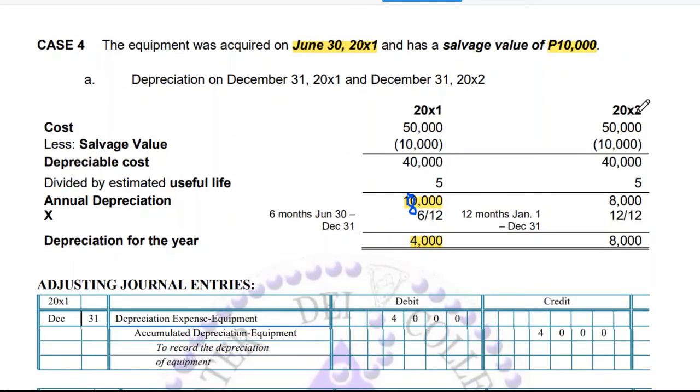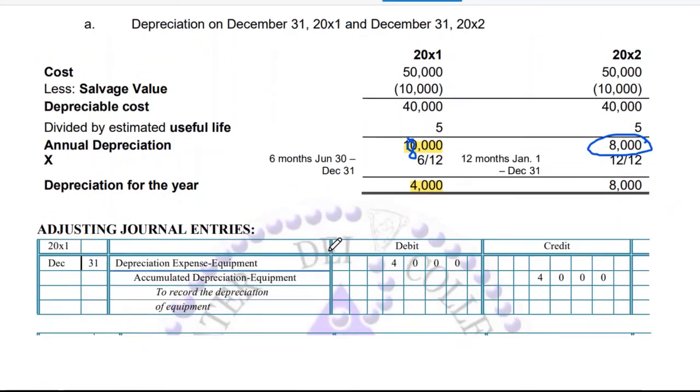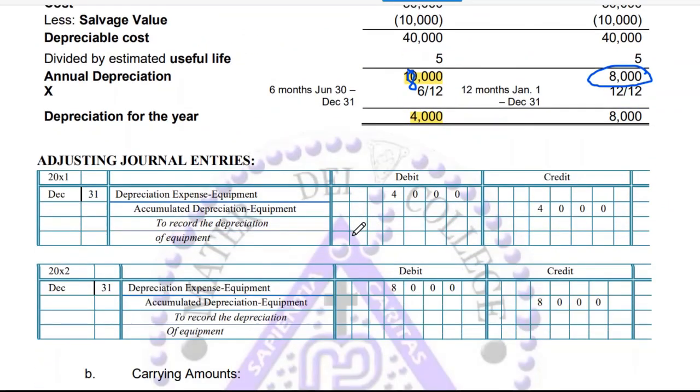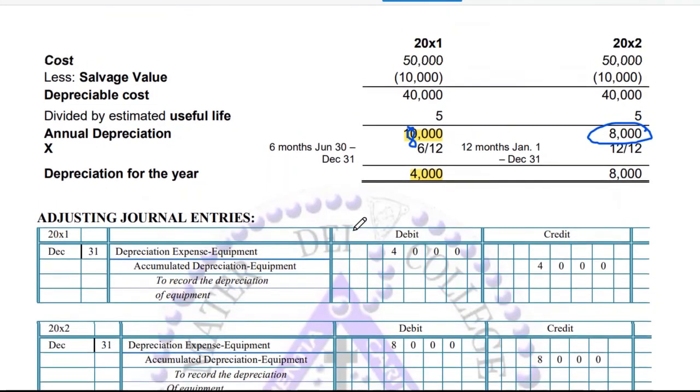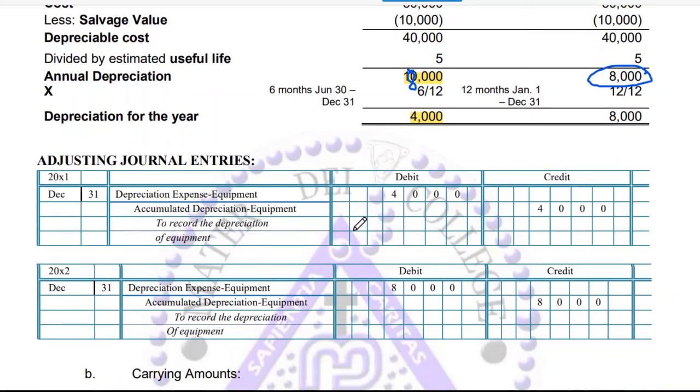For year 2, 20x2, so obviously nagamit naman jud siya for the whole year. So 8,000 gyud nga largo ang ato ang depreciation. So same with case C. So dili sila parehas og amounts because pag 20x1, half year naman ang nagamit.